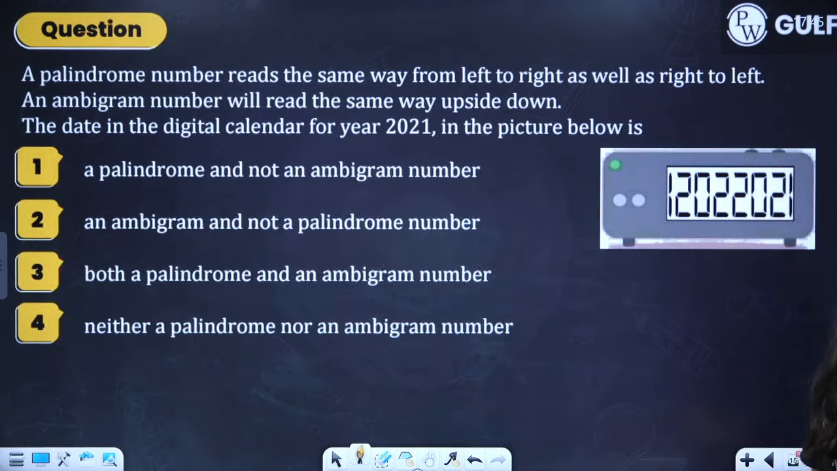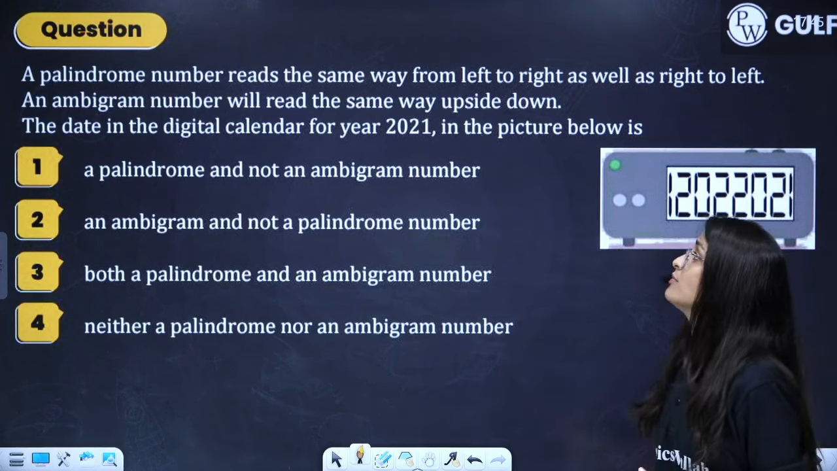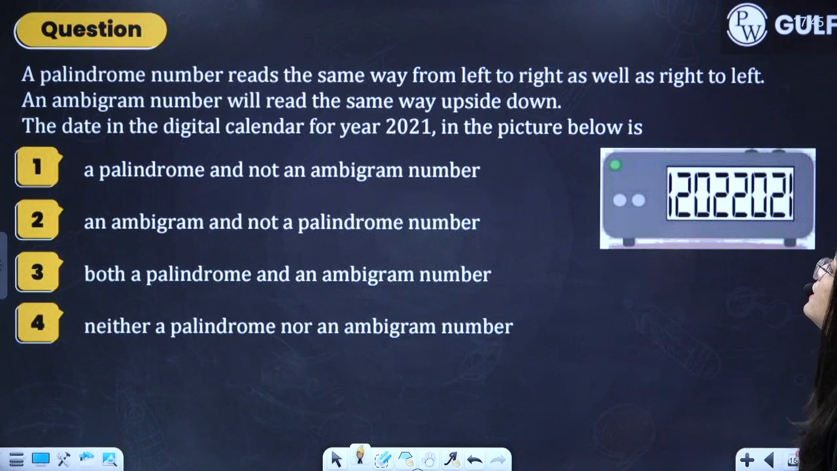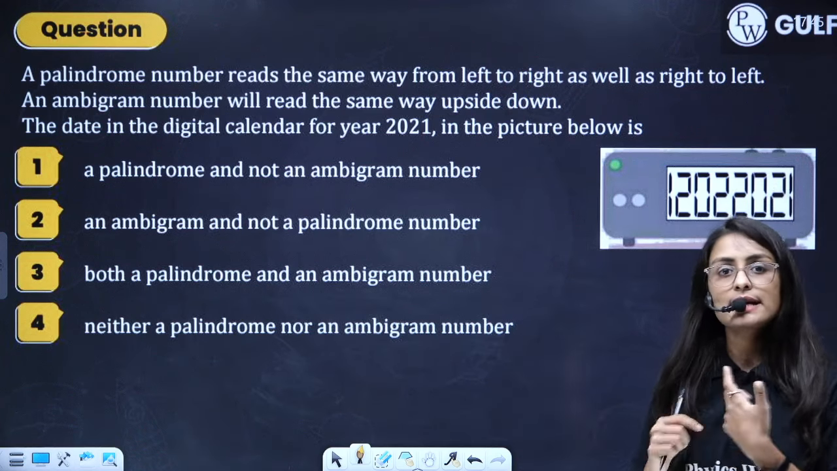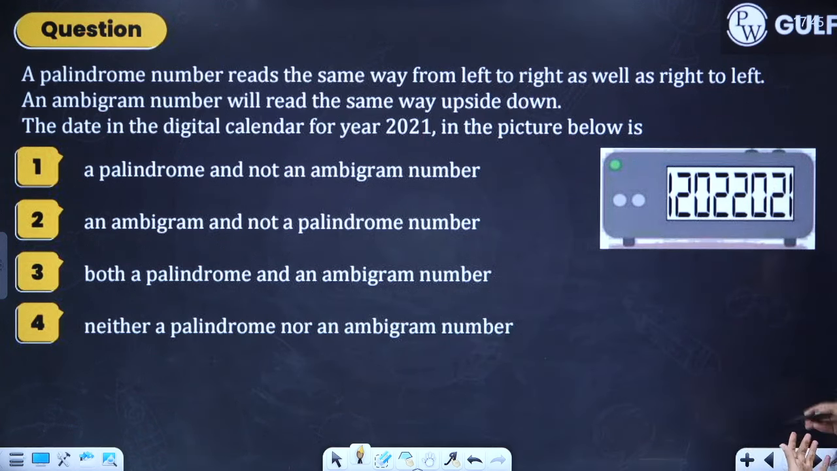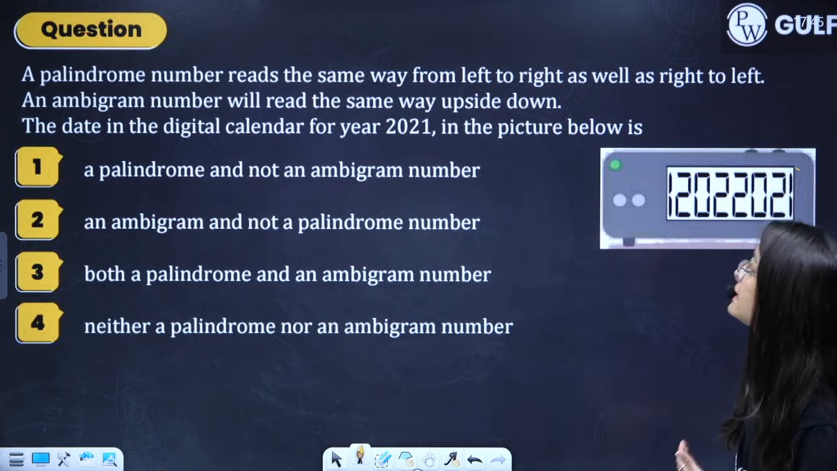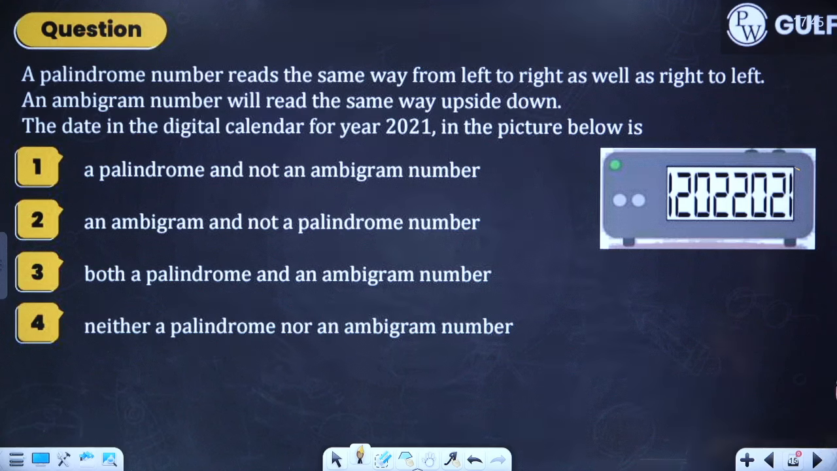Moving further to the next question. A palindrome number reads the same way from left to right, as we know, as well as right to left. From both sides, it reads the same. You can see 1202 2021. Similarly, 1202 2021 reads the same. Then an ambigram number will read the same way upside down. If we read it upside down, it is again the same, right?